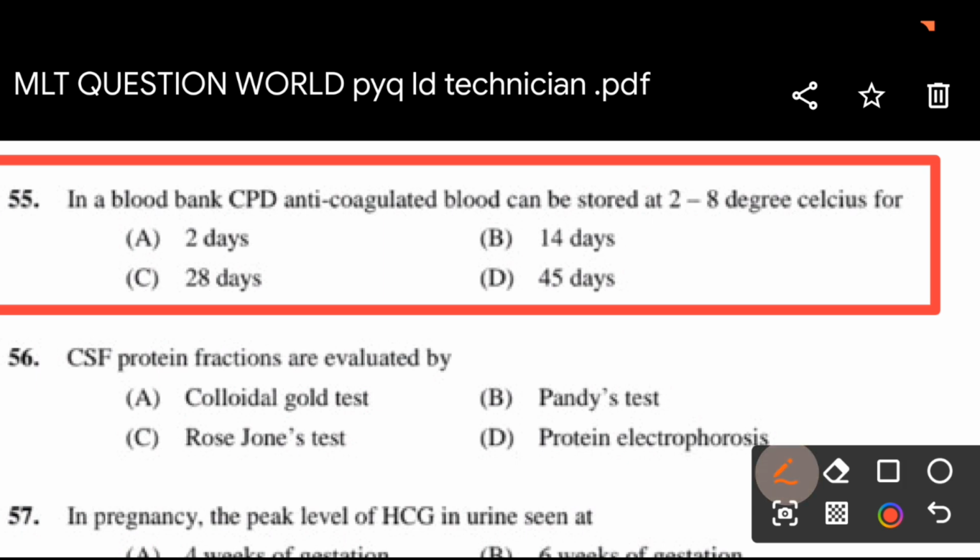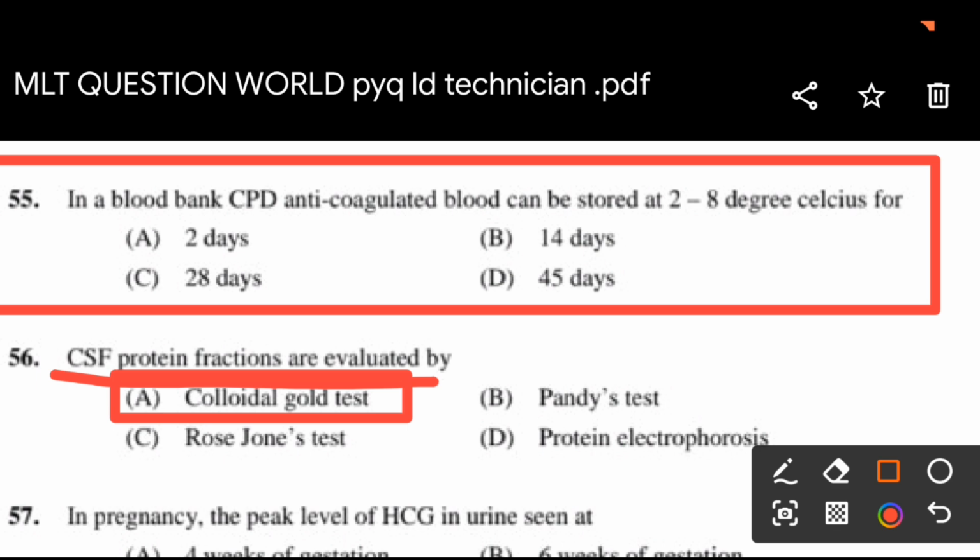Okay. Then, CSF protein fractions are evaluated by colloidal gold test, Pandy's test, Rose-Jones test, protein electrophoresis. CSF protein fractions are evaluated by colloidal gold test. Right answer is colloidal gold test.